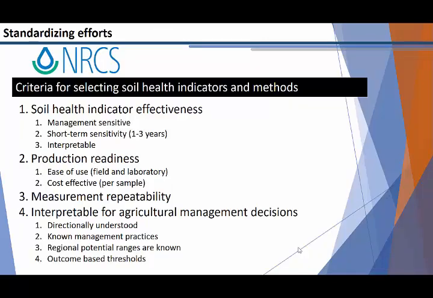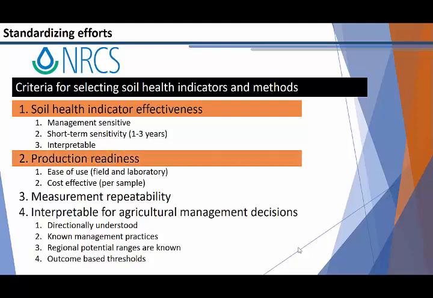And I'll just leave you with this one, because this is where NRCS has responded to those type of comments. They've come up with criteria for evaluating soil health indicators. The first one they have is soil health indicator effectiveness. How effective is that indicator relative to not having these management practices? They're focused on management sensitivity, short term, well, 1 to 3 years, and it has to be interpretable. So if I were to tell a farmer that they have this much active carbon in their soil, the farmer should be able to understand what that means and what they should do to improve it in the future. So that's what this means.